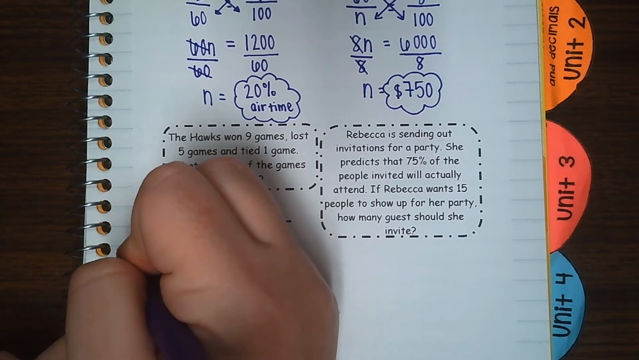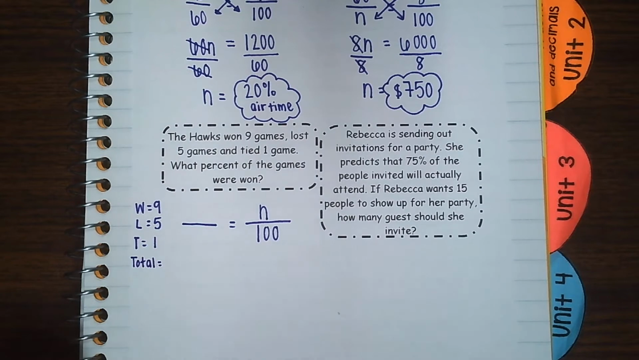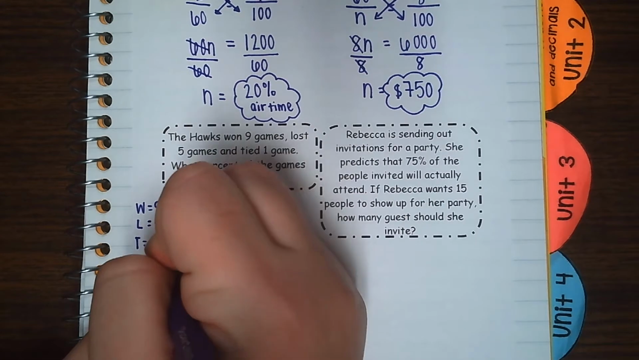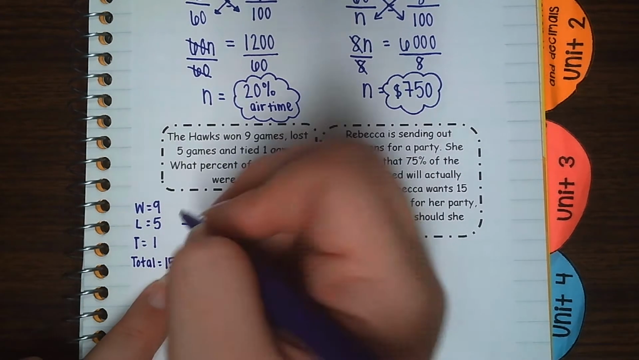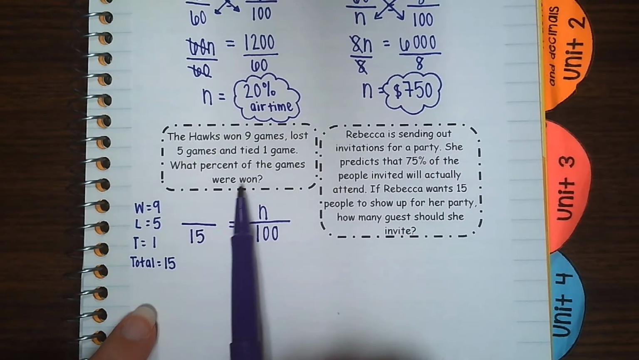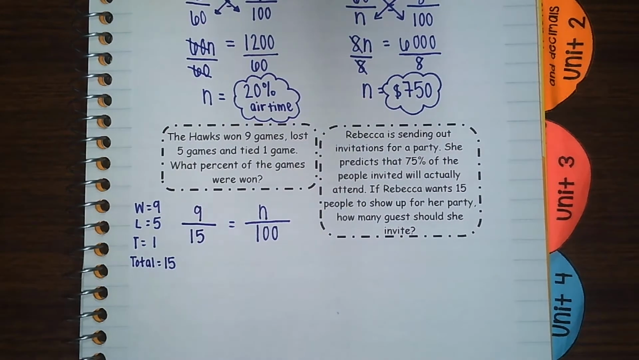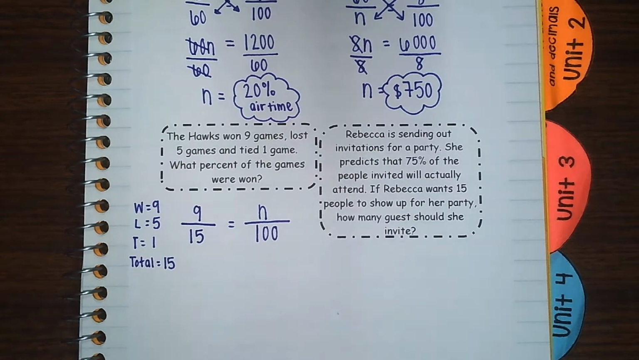So, how many total games did they play? That's the first thing we have to figure out. Well, 9 plus 1 is 10, plus 5 is 15. So total is 15. That's our whole. And we want to know what percent were won. Well, 9 games were won. So 9 out of 15, what percent would that be?